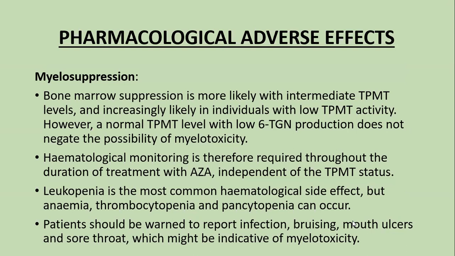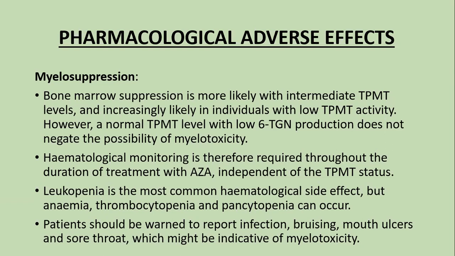Pharmacological adverse effects. The myelosuppression. Bone marrow suppression is most likely with intermediate TPMT levels and increasingly likely in individuals with low TPMT levels. However, normal TPMT levels with low 6-TGN production does not negate the possibility of myelotoxicity. Hematological monitoring is therefore always required when giving azathioprine throughout the duration of treatment, independent of TPMT status.